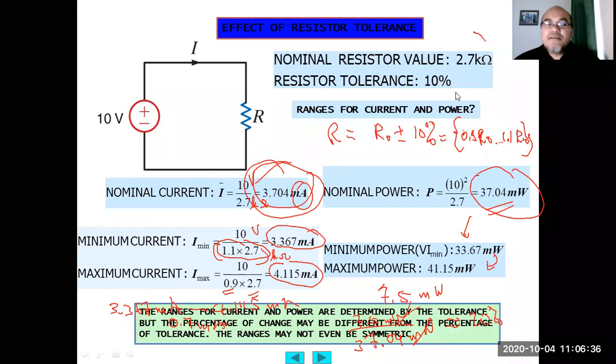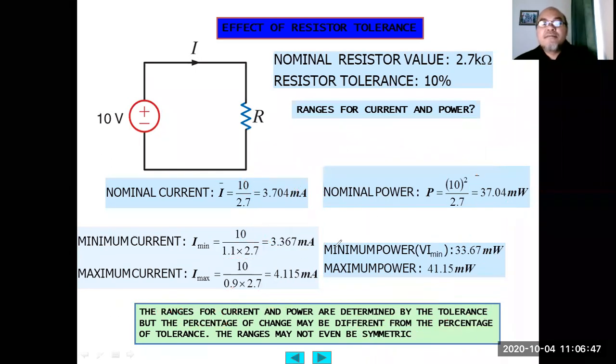Okay, let's go then. Wait a moment, what does it say here? Okay, it's clear on the drawing. The ranges for current and power are determined by the tolerance, but the percentage of change may be different from the percentage of tolerance. The ranges may not even be symmetric.